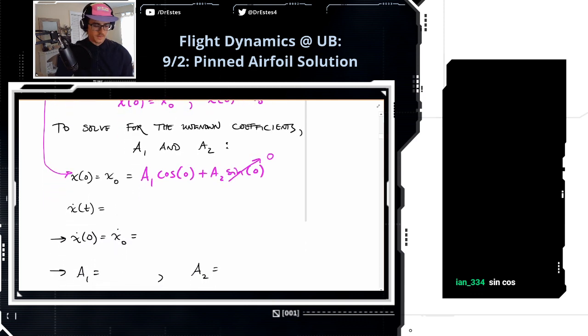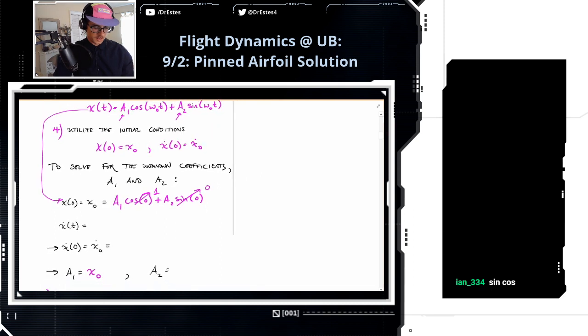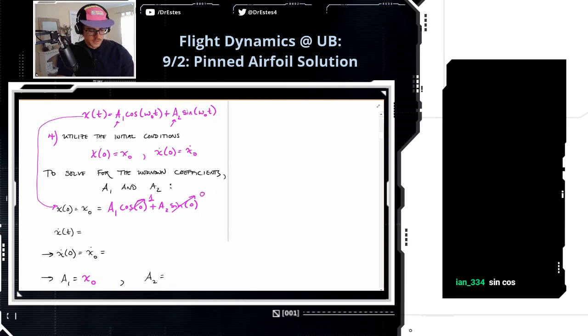Maybe we'll just fill it in down here. a1, because this term is 1. a1, that coefficient's just going to be equal to x naught. Okay, so to use the other condition, we need the velocity. So we have to differentiate x of t. So we're going to have negative a1 omega naught sine omega naught t plus a2 omega naught cosine omega naught t. And then we have to evaluate that at 0.